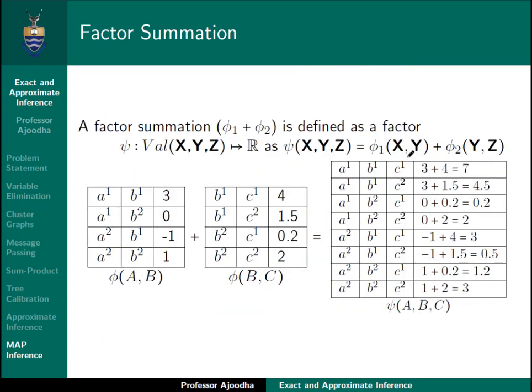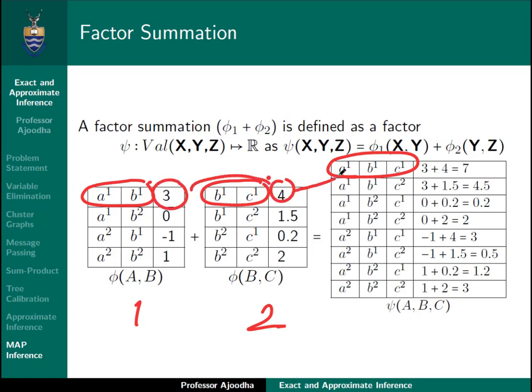So let's talk about what factor summation is in this context. The factor summation is very simple. If I've got two factors, factor 1 and factor 2, and I'm going to be summing them together, I want to create the summation of these two factors. I group them based on this. So A1, B1 and B1, C1 becomes A1, B1, C1, which is then just this number plus this number. That gives me 3 plus 4, which is 7.